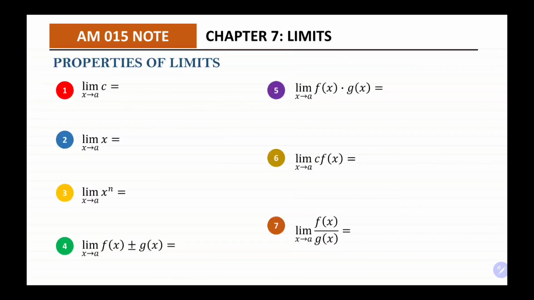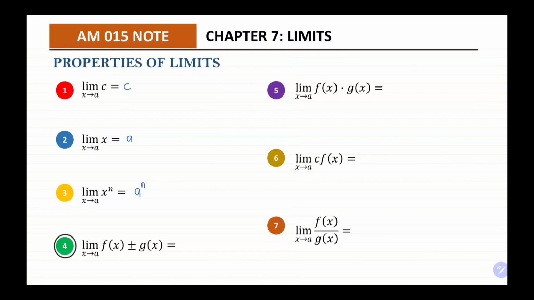We look at properties of limits. We have 7 types of properties. First, limit x approach a of c, where c is a constant. We don't have x to substitute a, so we just copy c. Number 2, we have limit x approach a of x, so we substitute a into x, then we get a. Number 3, limit x approach a of x power of n, we substitute a into x, then we get a power of n.